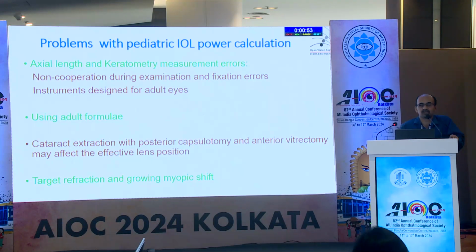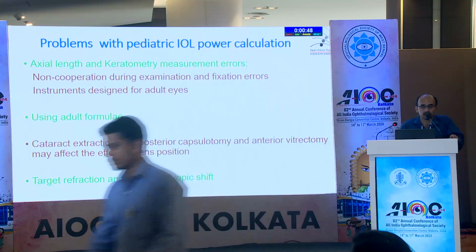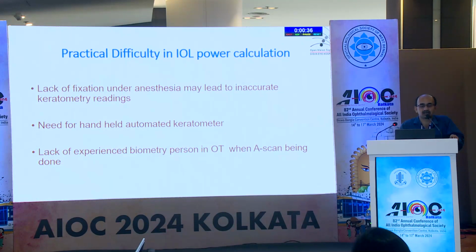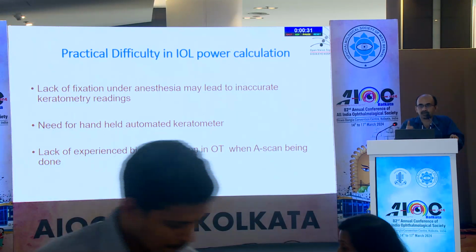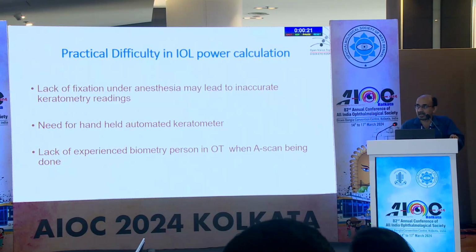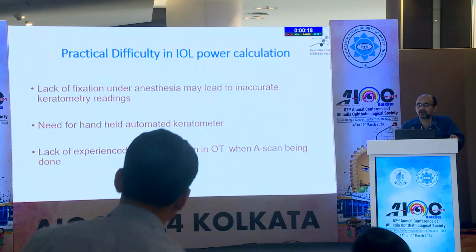These are the problems with pediatric IOL power calculation. Axial length and keratometry measurement errors due to non-cooperation and fixation errors. All the instruments are designed for adult eyes. Target refraction and the myopic shift also cause a problem. So it is a practical difficulty. Lack of fixation under anesthesia may lead to inaccurate keratometry readings. There is a need for a handheld automated keratometer, which is not present in all institutes. And we need a very experienced biometry person who has the knowledge or training for pediatric biometry.